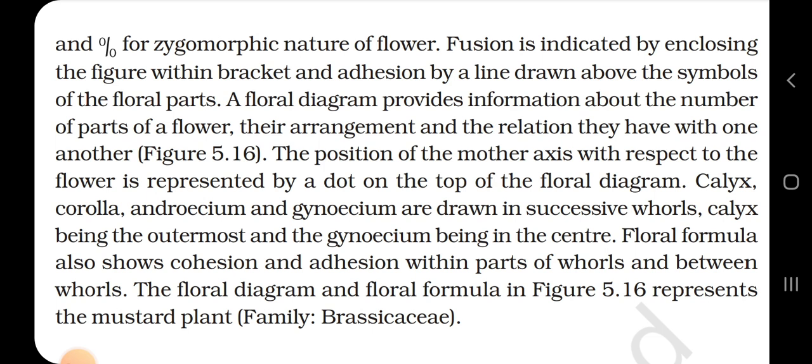The position of the mother axis with respect to flower is represented by a dot on the top of the floral diagram. Calyx, corolla, androecium and gynoecium are drawn in successive whorls, calyx being the outermost and the gynoecium being in the center. Floral formula also shows cohesion and adhesion within the parts of a whorl and between the whorls. The floral diagram and floral formula in figure 5.16 represent the mustard plant, family Brassicaceae.